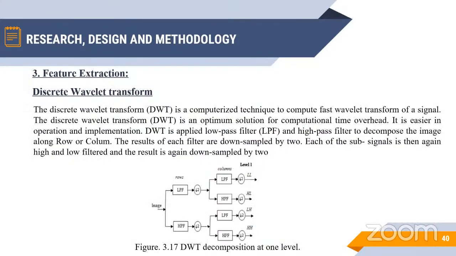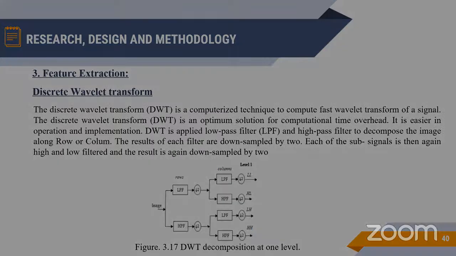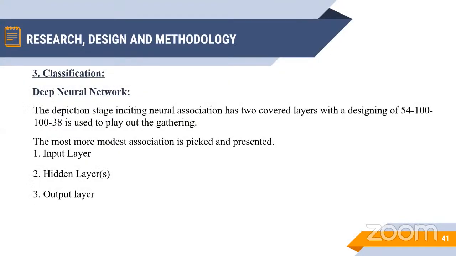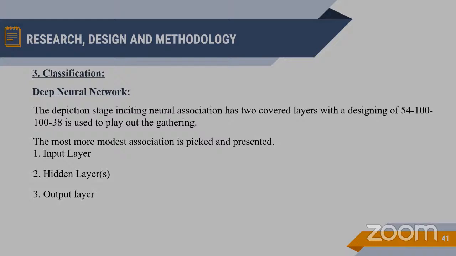The next one is discrete wavelet transform. This is the computerized technique to fast wavelet transform for the signals. So it is very easier to operate and implement with the low pass filter and the high pass filter. The deep neural network has three layers: input layer, hidden layer, and output layer.